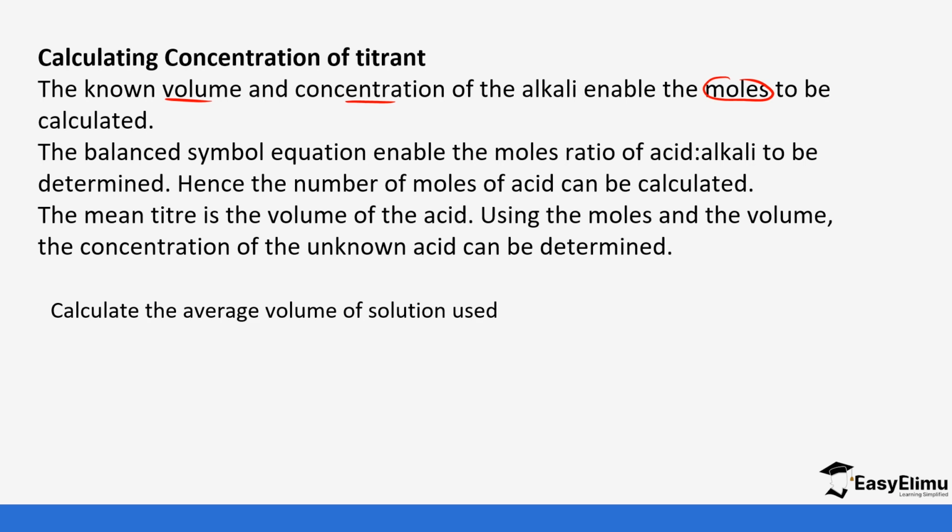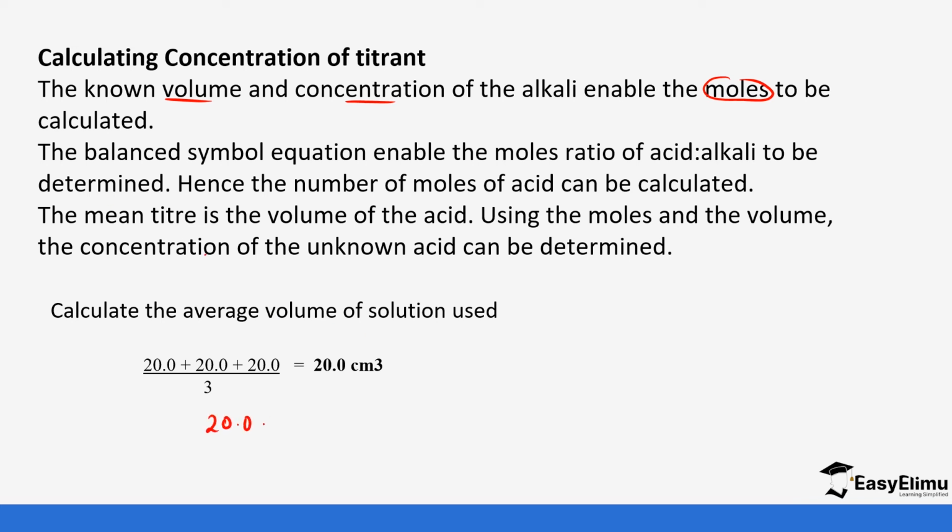So the first question you always see in calculations on titration is calculating the average volume of solution used. Basically, this is the average volume of the solution in the burette. So you always take the 3 titrations. In our case, we had 20.0 centimeters cubed, and you divide by 3. Do not separate, do not do this.